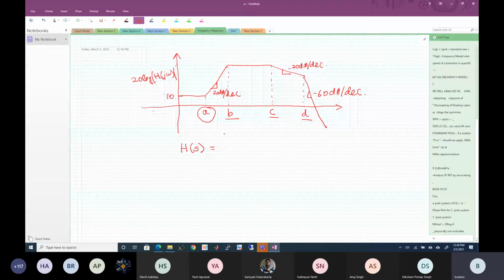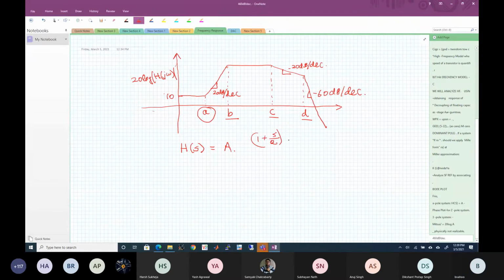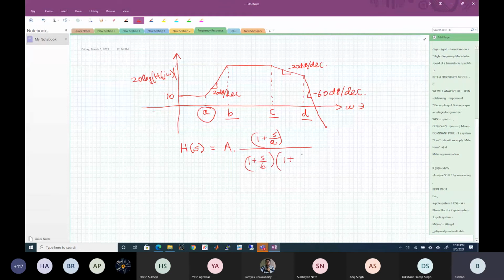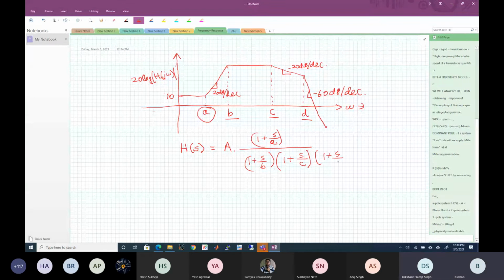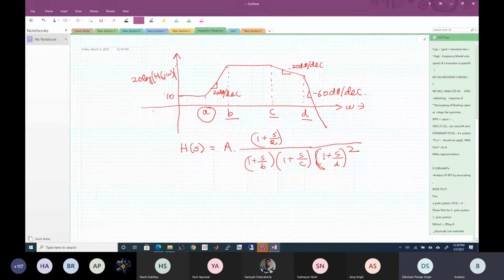But roughly you can say that there will be some factor A, 1 plus S by A, provided this is the omega I am giving. Then 1 plus S by B, 1 plus S by C, 1 plus S by D squared, right? So either this will be plus or minus, the phase response will only tell you. Am I clear? And what will be this value A?